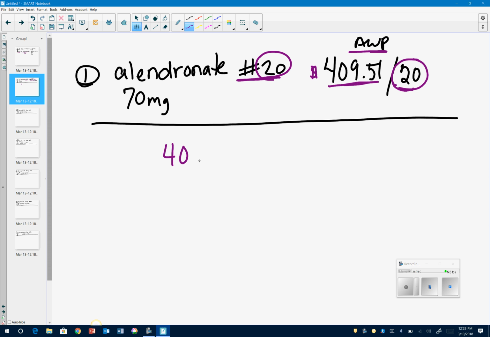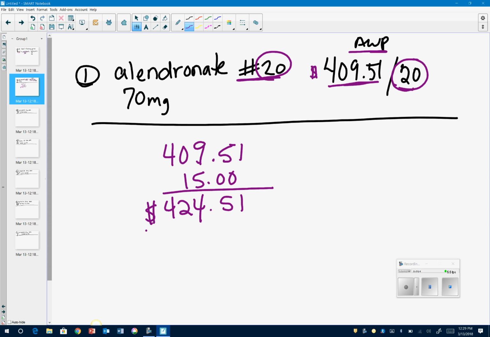So we just take the retail, 409.51. On the top of page 171, the chart tells you what the professional fee is. All you have to do is add the professional fee to it. The chart says if it's greater than $50, your professional fee is $15. So all you have to do is add $15. You should get $424.51. That's how much the retail price would be.